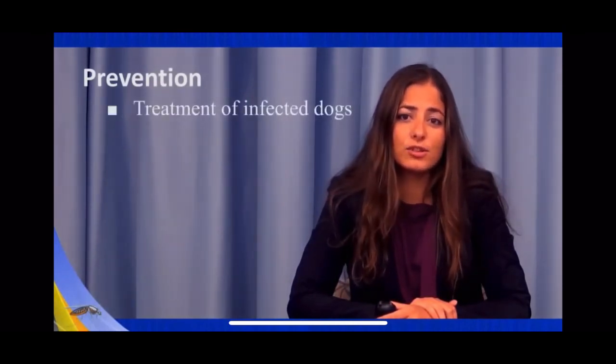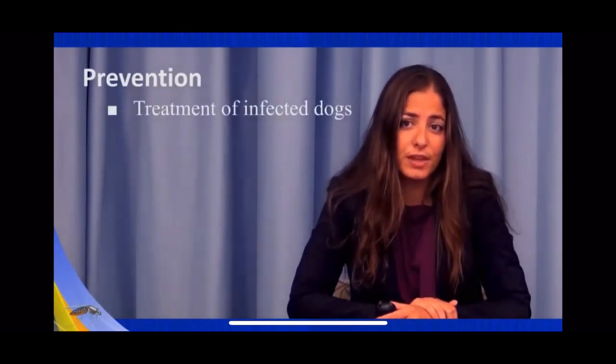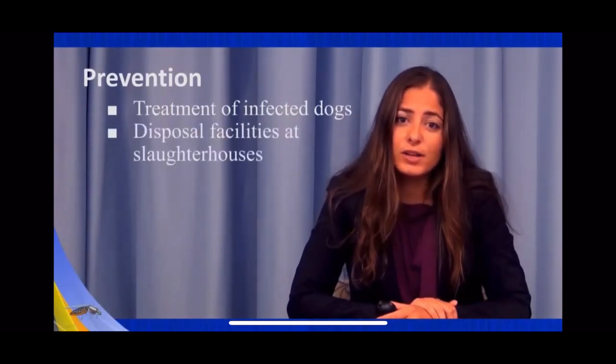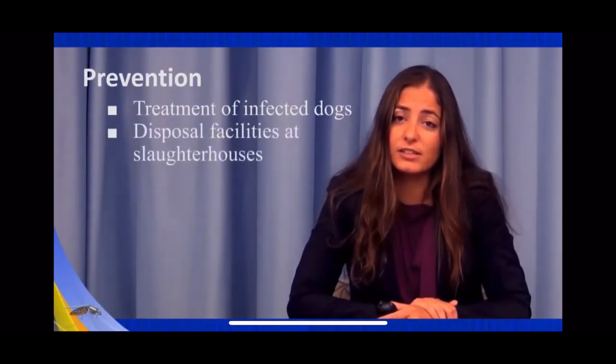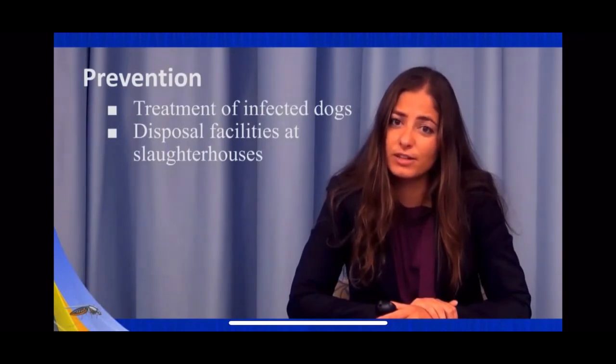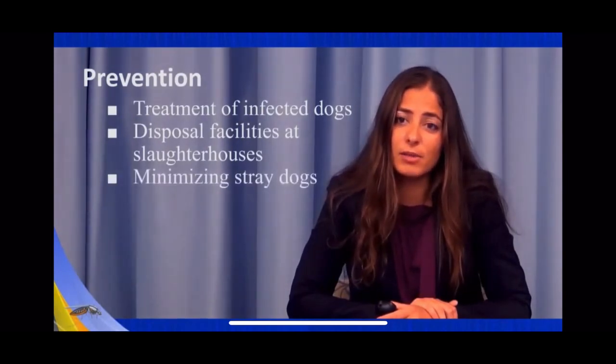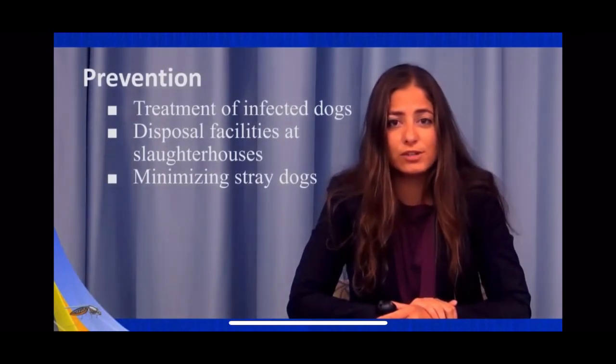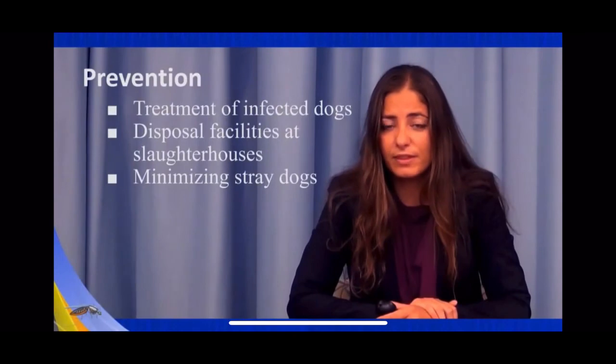Prevention of Echinococcus is focused on disrupting the life cycle of the parasite. With respect to the definitive host, treatment of dogs with praziquantel has been shown to be an effective strategy. Additionally, adequate disposal facilities at slaughterhouses to prevent consumption of infected sheep viscera by dogs and minimizing the number of stray dogs in endemic areas are important control measures that can be taken.